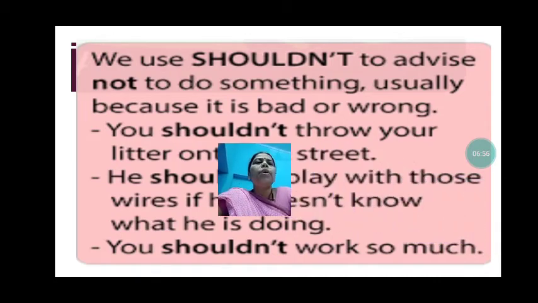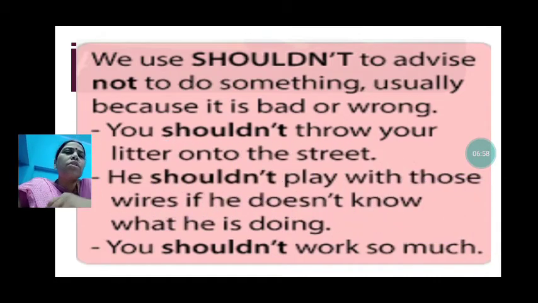Now see, we use shouldn't to advise not to do something, usually because it is bad or wrong. So we have read about that: if something is bad or wrong, we should not do that thing. See, you shouldn't throw your litter onto the street. So what should we not do? We should not throw the litter or the garbage on the street.